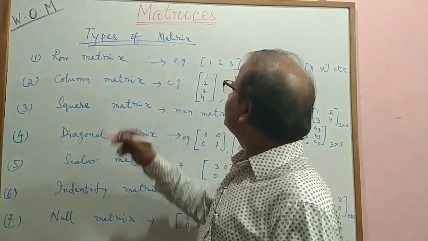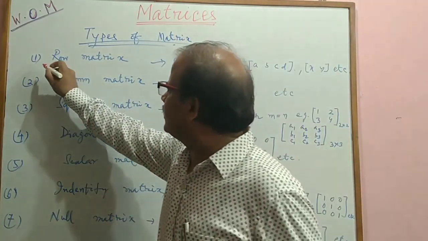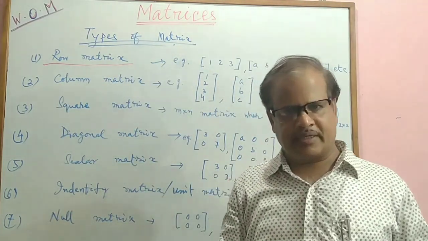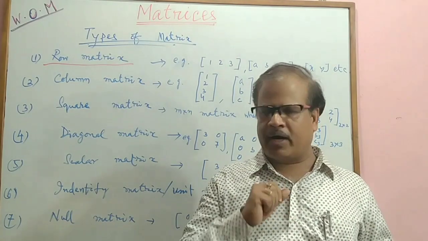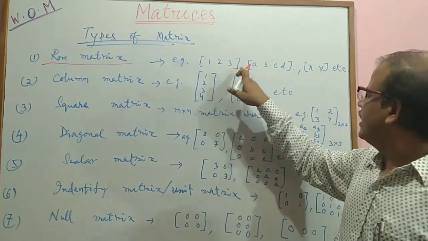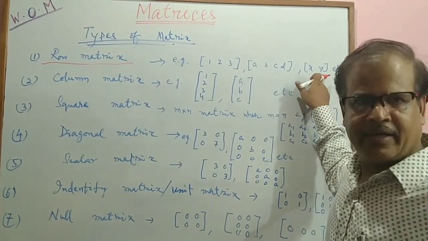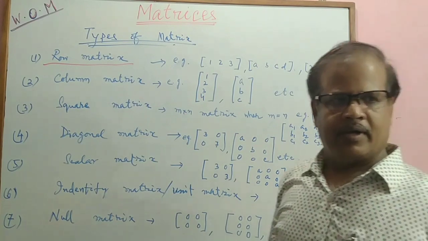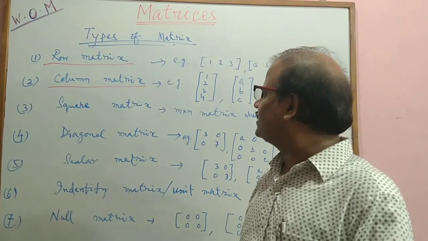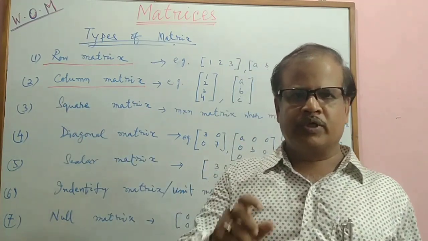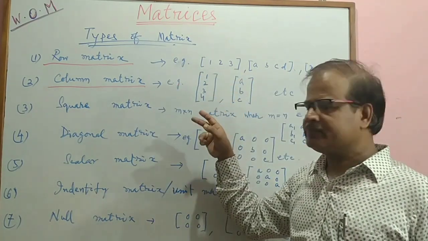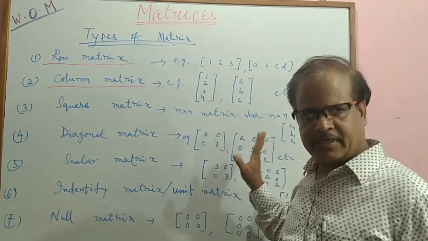Let us discuss the types of matrix. First one is the row matrix. A row matrix is a matrix which has only one row. For example, 1, 2, 3 or a, b, c, d or x, y, etc. And the second one is the column matrix. A column matrix is a matrix which has only one column. For example, 1, 2, 3, 4 or a, b, c, etc.